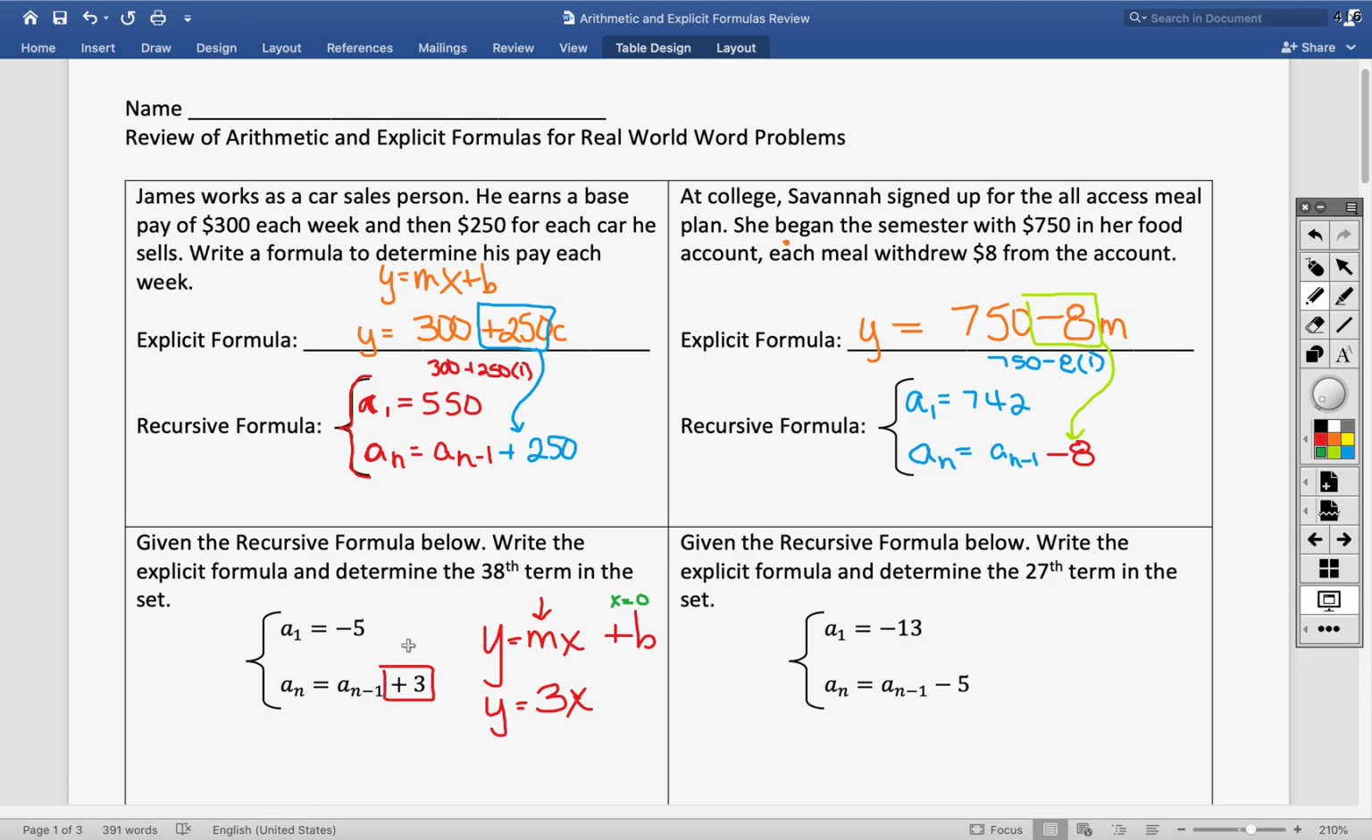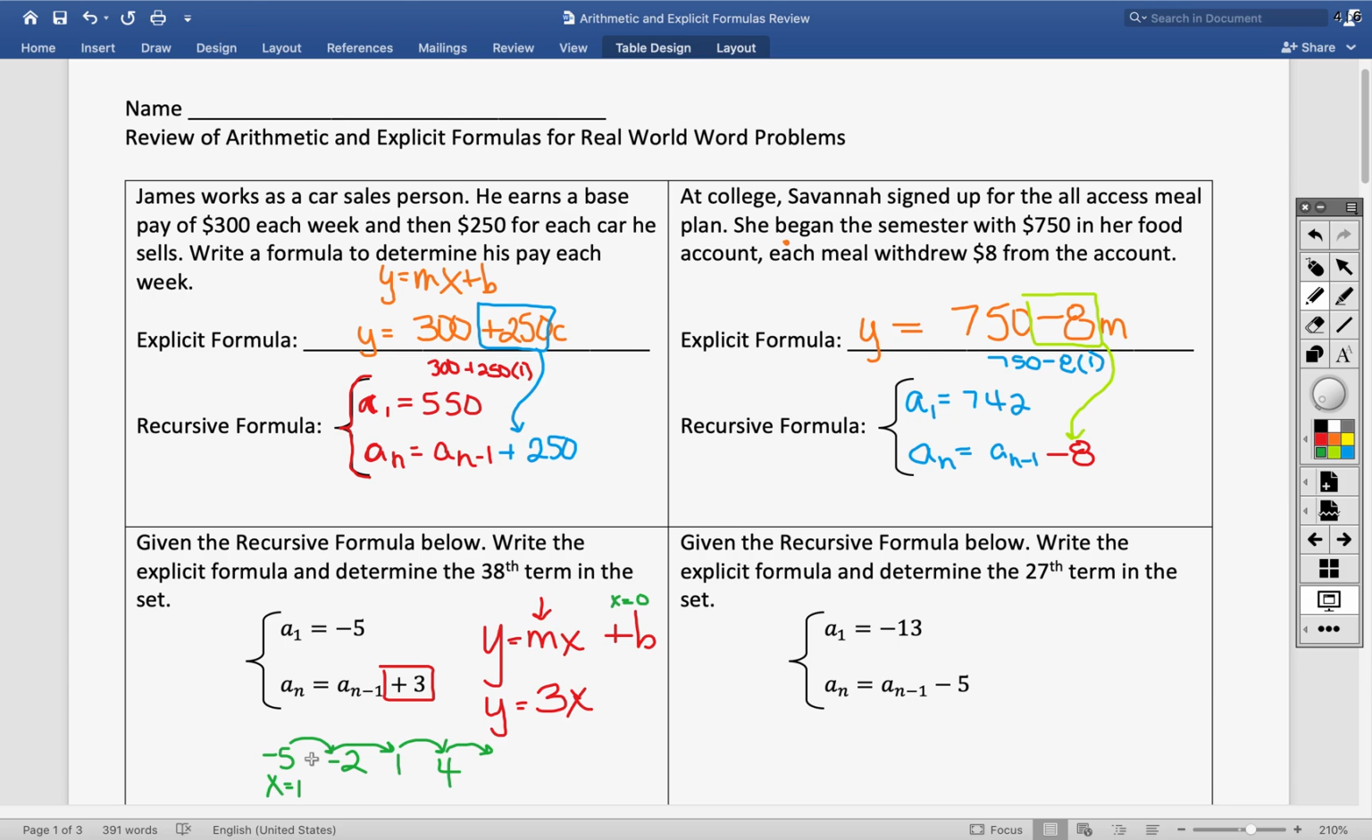So if I'm thinking about what happens in this recursive set, we start with when x is equal to 1, and it's a negative 5. To find the next number in the set, we simply add 3 to it. That's how we get negative 2. Then we add 3 to it. That's how we get positive 1. Then we add 3 to it. That's how we get 4. So we can see that that's how we've determined each of this recursive set.